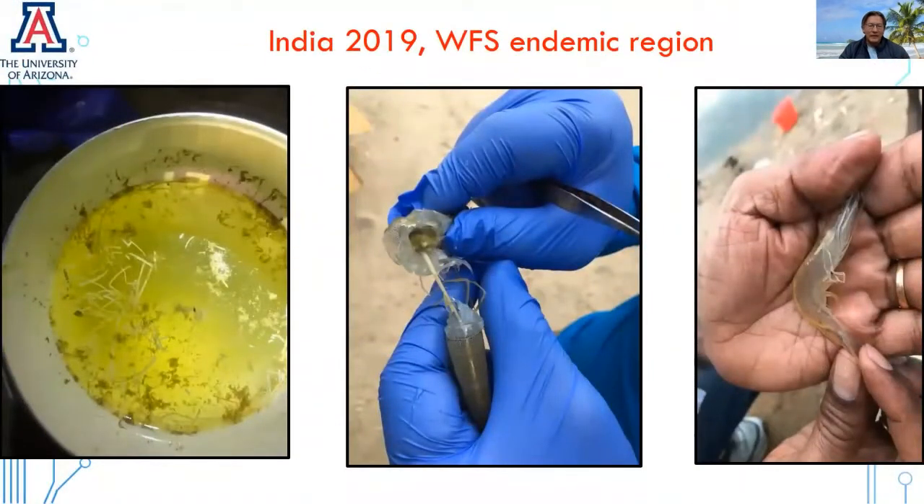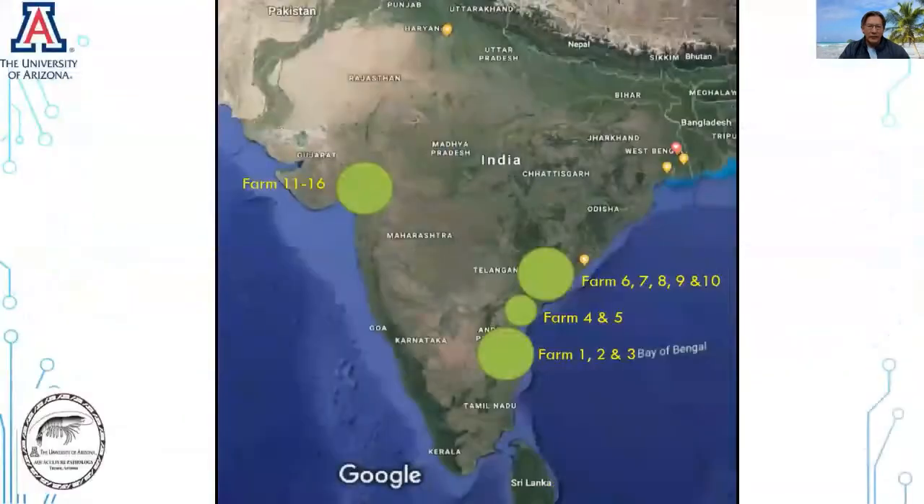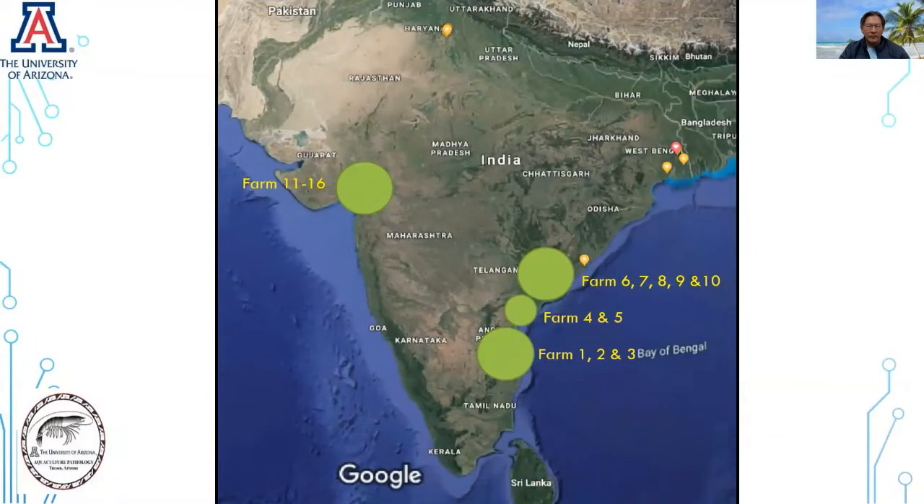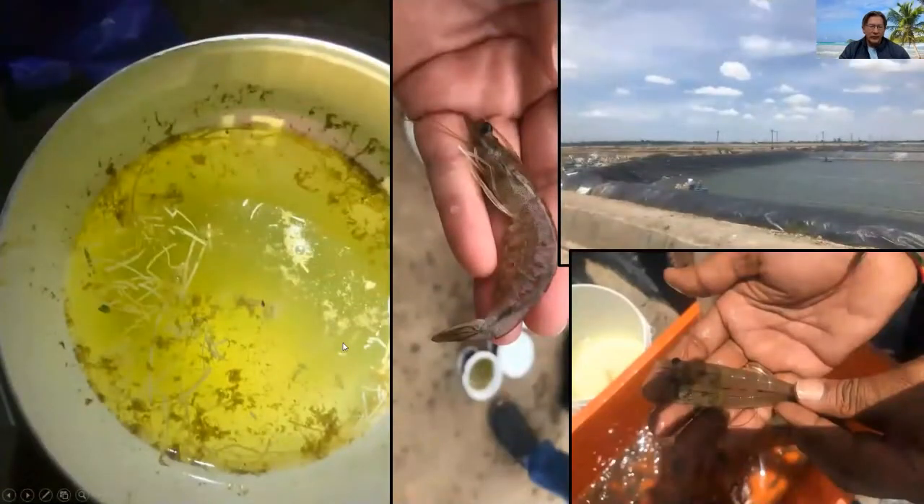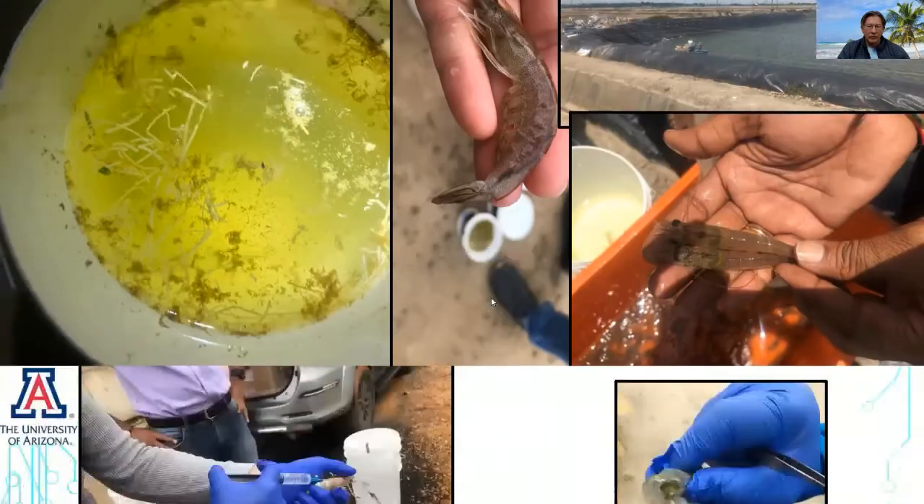In 2019, we did similar work in India. Basically, we visited 16 farms in the south, in Andhra Pradesh, and in Surat farms. Using the same methodology, we observed the same clinical signs at individual level and at pond level. Basically, the floating fecal strings floating on the grow pond, animals displaying white feces, and animals displaying the soft shell.